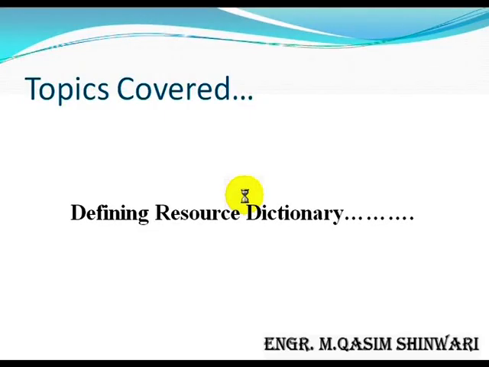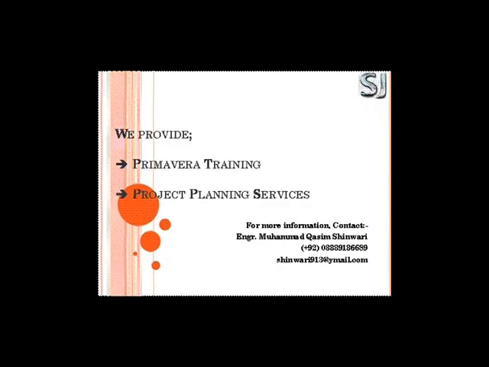In this video tutorial we have defined the resource dictionary. We have added different resources. We added the resources description. We also added the normal limit and a maximum limit of a resource, and we have also added their prices per unit. And this is the end of the 11th tutorial. See you in next tutorial. Allah Hafiz.